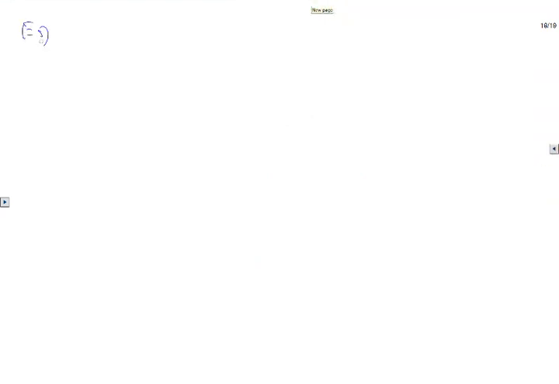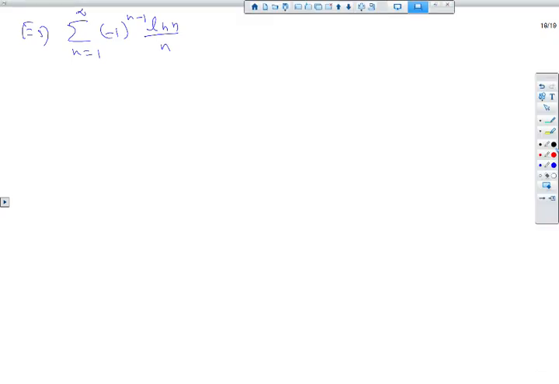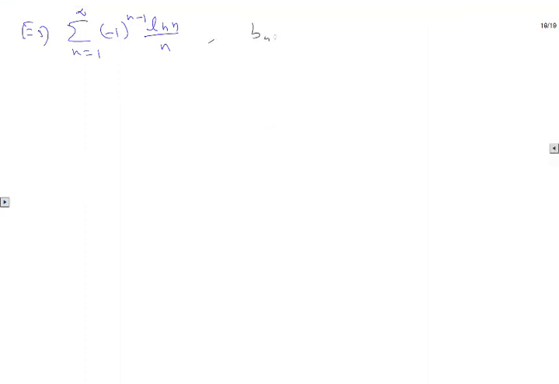Let's see, sigma n going from 1 to infinity, negative 1 to the n minus 1, ln n over n. But you know that when you have ln n over n without the sign, that's going to diverge. We showed that in a previous review. So what we're going to do here is study this one. First notice bn in this case is ln n over n.